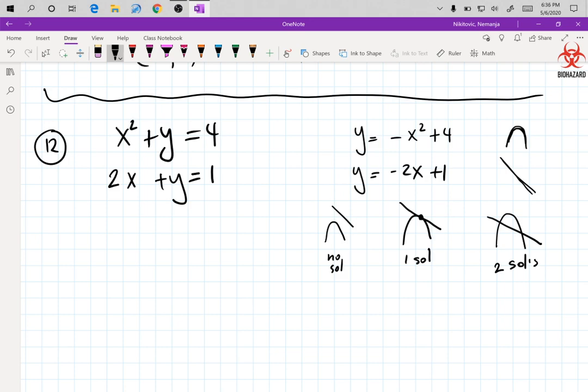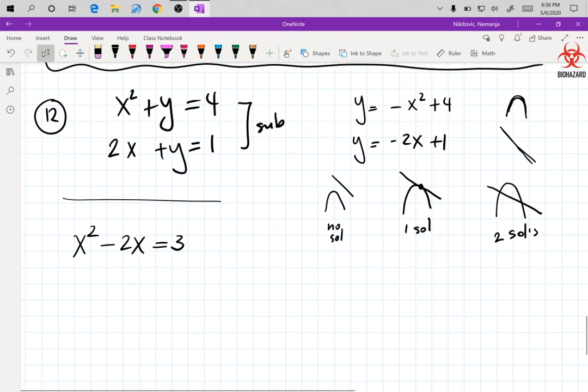To solve this, the fastest way would be to subtract equations. Subtracting equations is equivalent to adding equations where you multiply the bottom one by negative 1. That's two steps. Just subtract them. So y minus y will cancel. What are you left with? X squared minus 2x equals 3. That's what you're left with. Move 3 to the other side. And now we have a basic quadratic equation that we should be able to solve from elementary algebra.